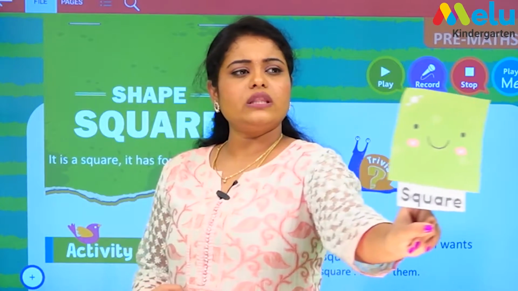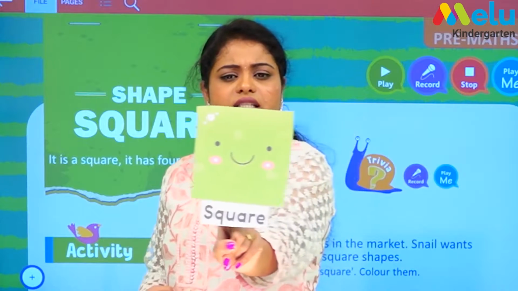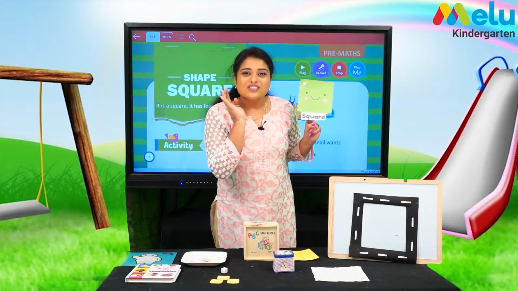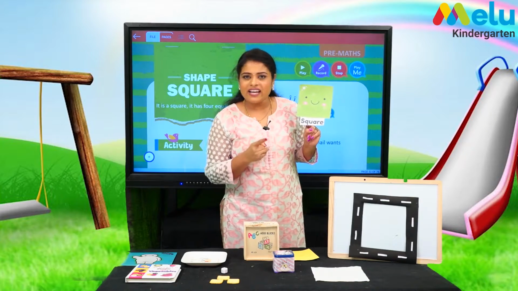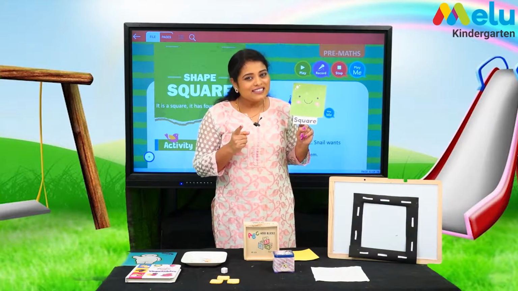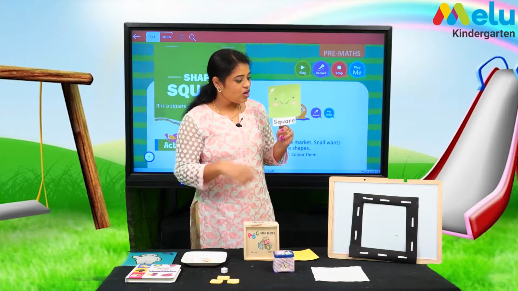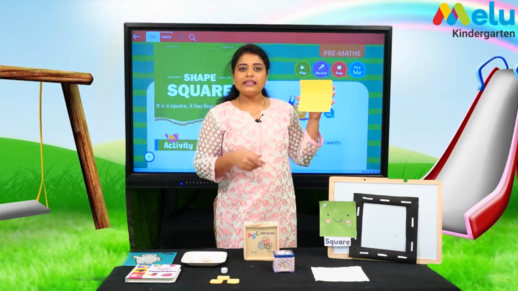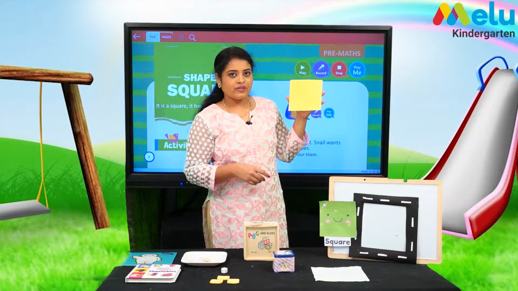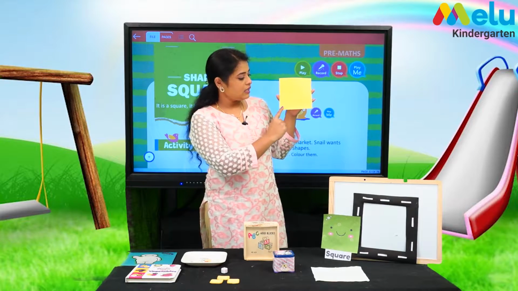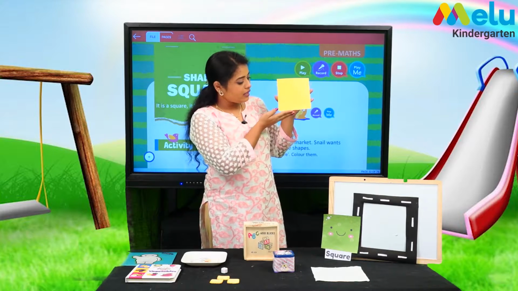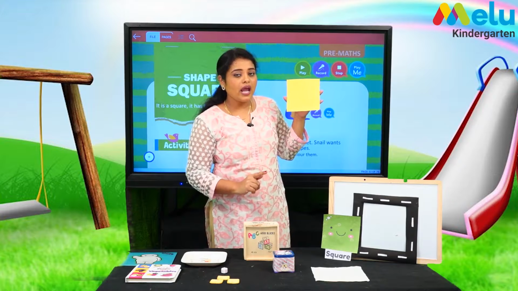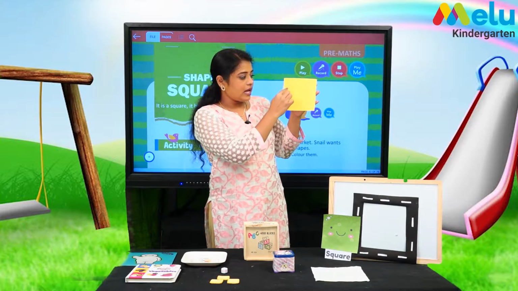Yes. So this is a square. What is the shape, children? Square. Say it again loudly. Square. Square, right. So, children, this is a square. A square has sides. What are these? Sides. Yes, children. So, a square has 4 sides.